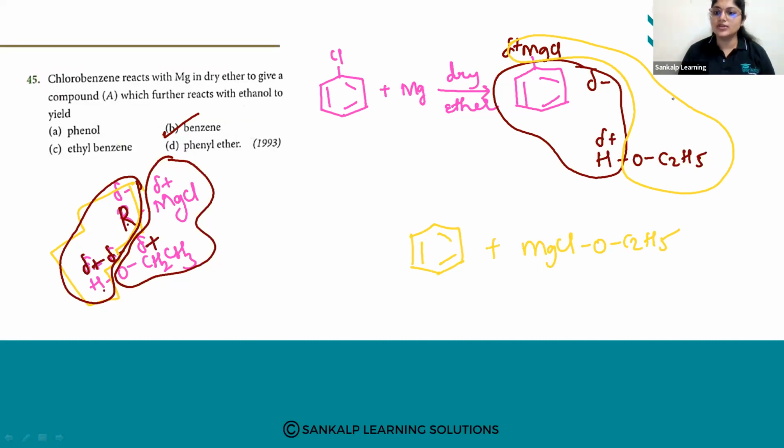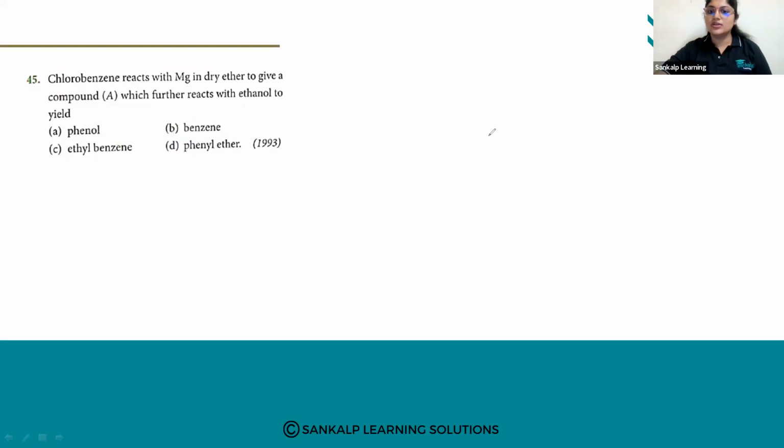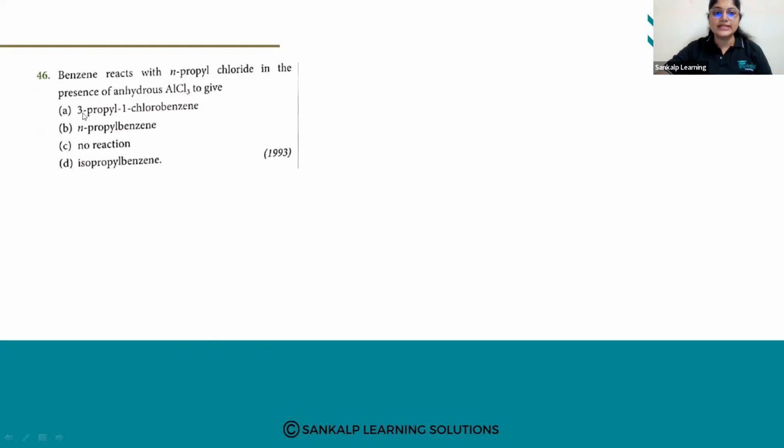Okay, so we'll go for the next one. I hope this is clear. Understood? Simple questions. You feel it is complicated, but they are very simple questions. Next question: benzene reacts with n-propyl chloride in the presence of anhydrous AlCl3.